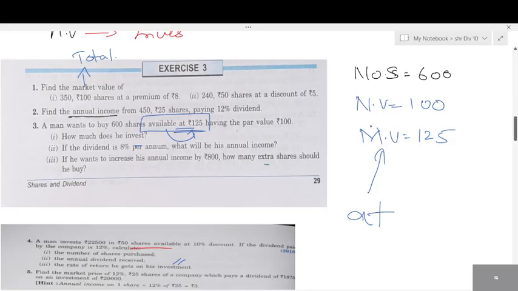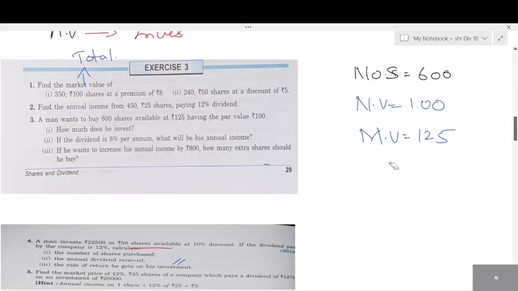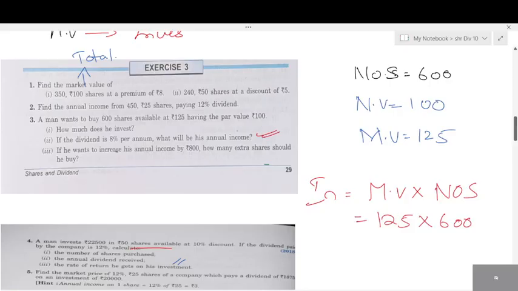Is this concept clear? Shall we start solving the question? All of you understood? Okay, the first part. Investment. How much does he want to invest? What is the formula for investment, students? In investment, there is M: market value into number of shares. Market value is 125 into 600. Then calculate the dividend and annual income; the rate of dividend is given.